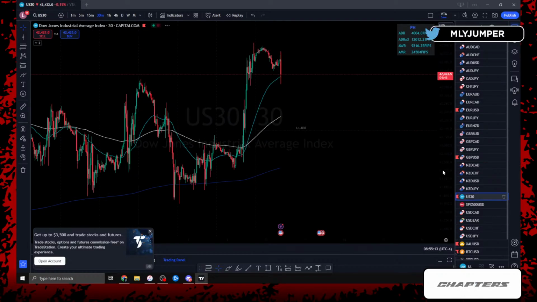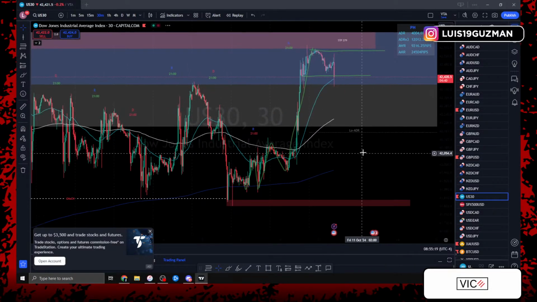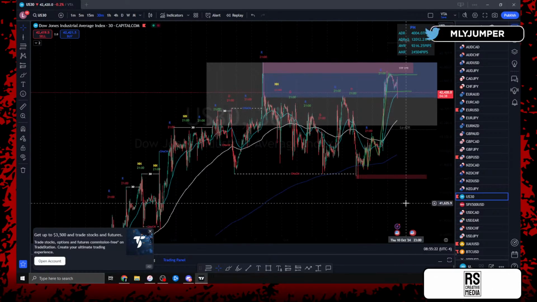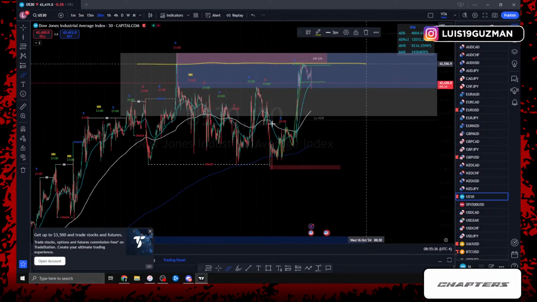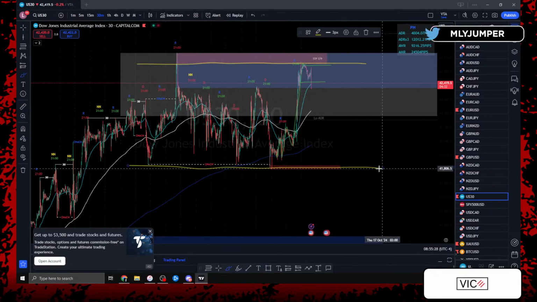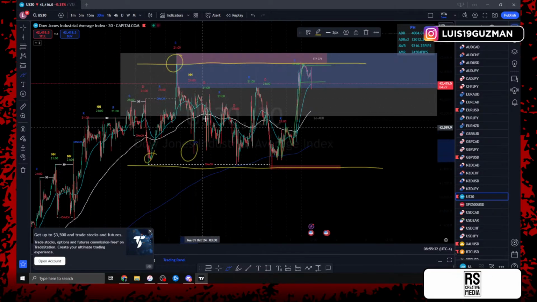US 30, still good, still pushing down, which is all good. Again, I'm looking for my confirmations. We understand. Again, I deleted the drawings, but we'll draw them again. But we know we're in a zone of consolidation. We know this, right?